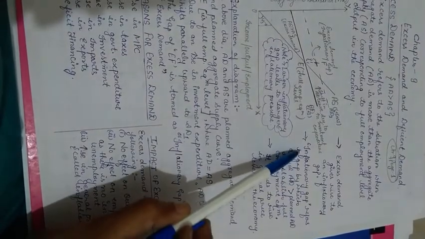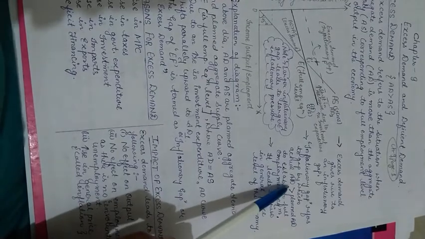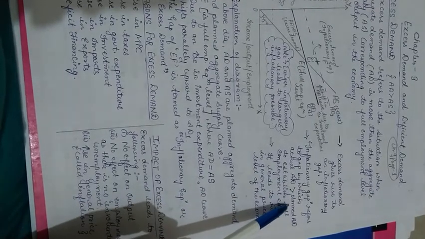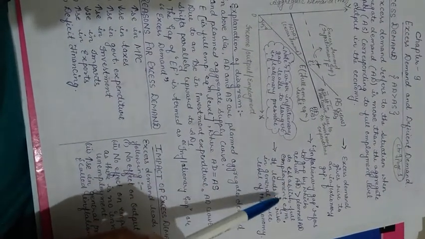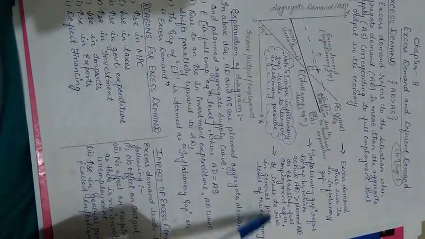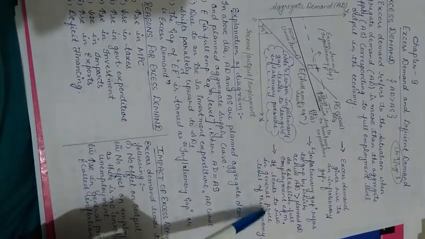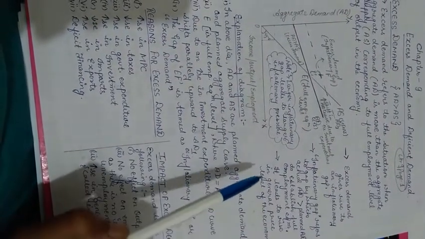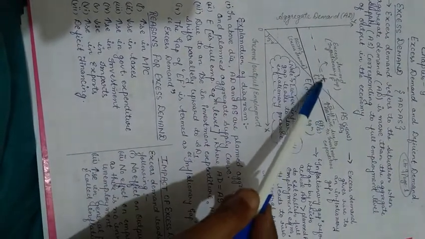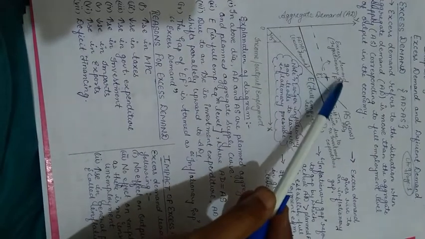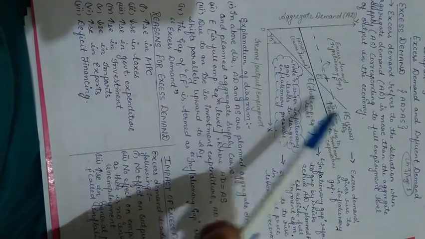Now inflationary gap refers to the gap by which actual AD is greater than planned aggregate demand required to establish the full employment equilibrium. The main effect of this inflationary gap is that it leads to a rise in the general price level in the economy. Now, this is the shift and this is the point E and F. The gap is your excess demand.